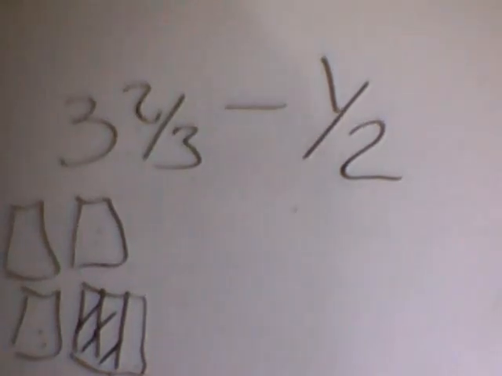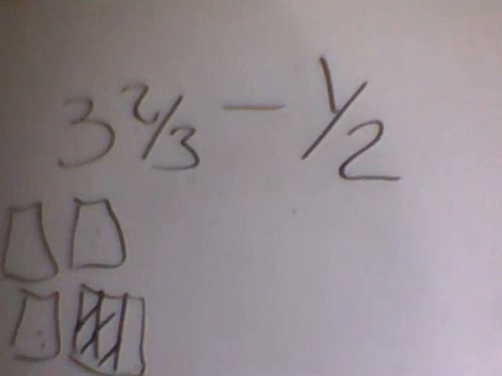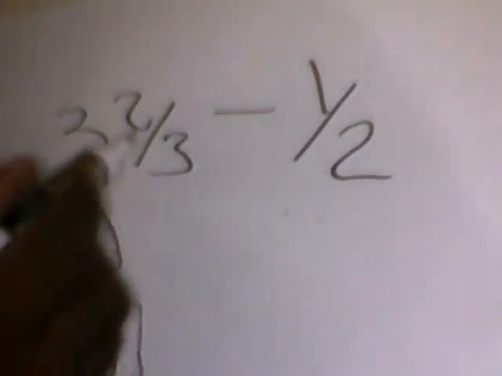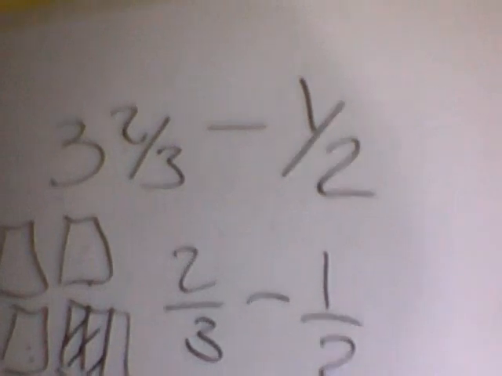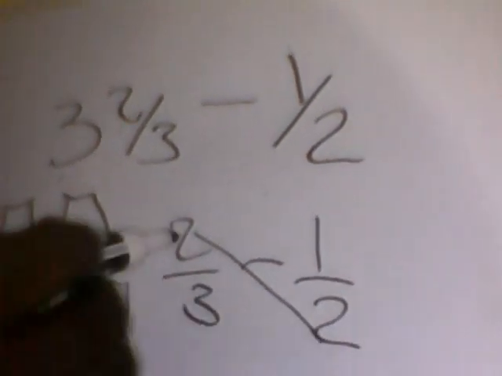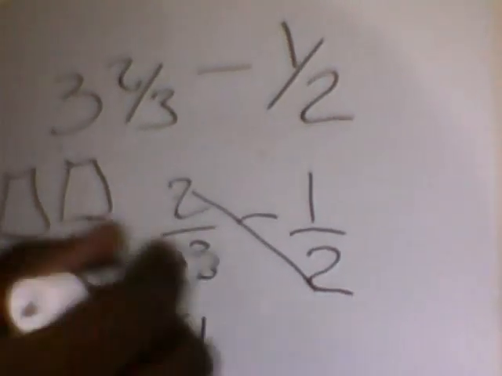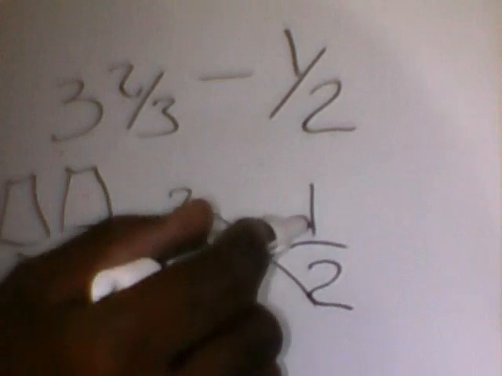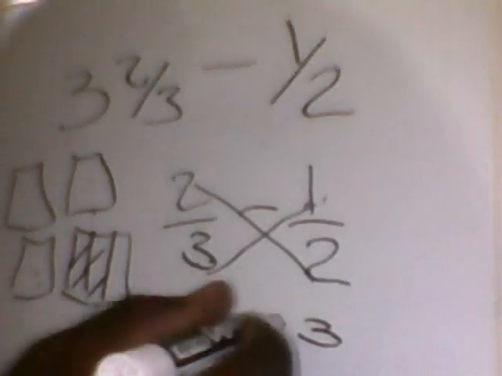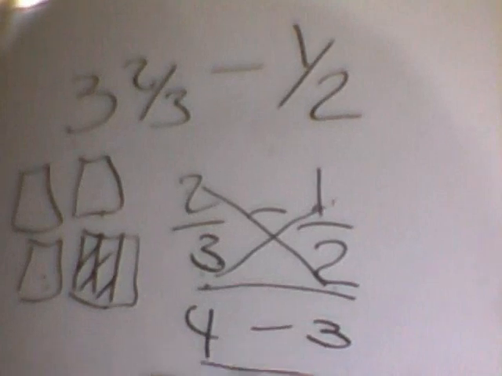Now, there are several ways in which this could be done. I'm going to take the easier approach first. The easier approach is to simply put the 3 aside and then take away the half from the 2/3. Now you can simply multiply this denominator by this numerator. So 2 times 2 is 4. Then you multiply this denominator by this numerator here, and you say 3 times 1 is 3, and you minus. And then of course you multiply across, 3 2's, 6. You put a 6 right here. So what we have, 4 minus 3 over 6.